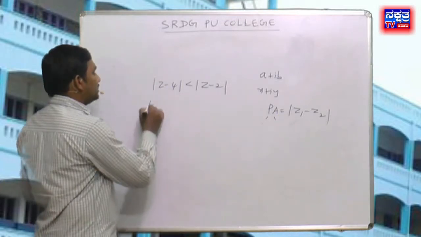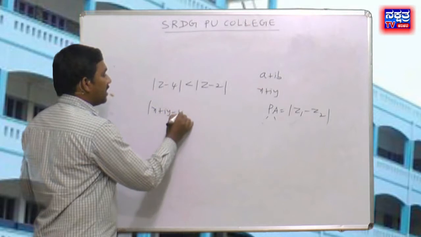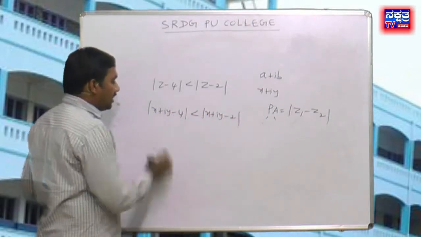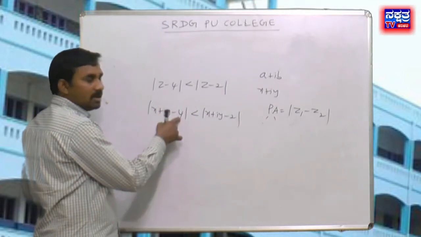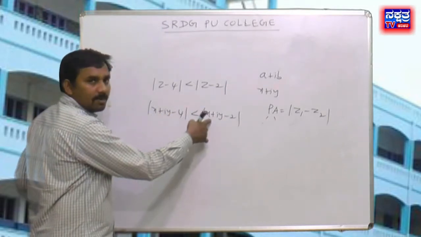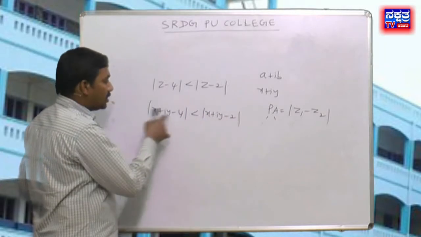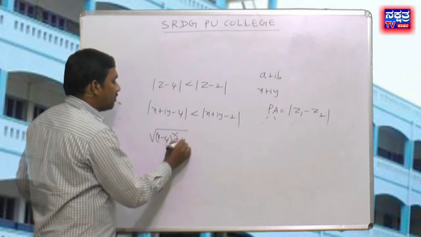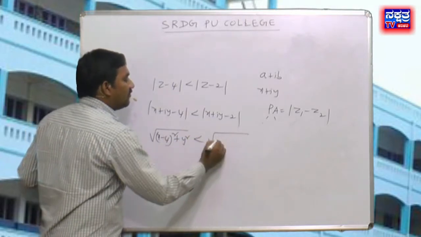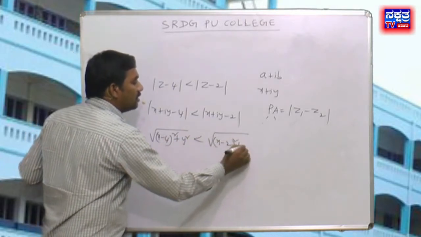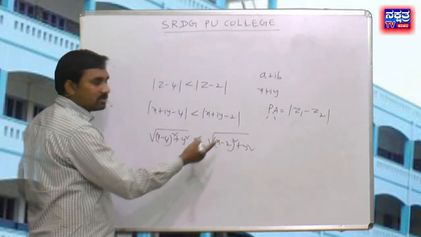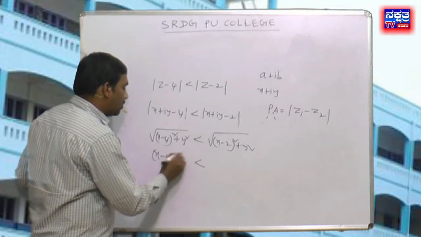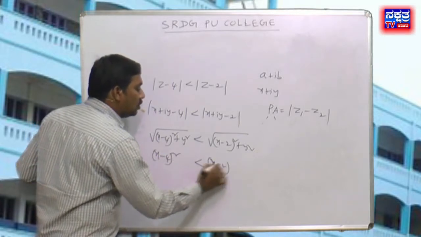So if you apply z equal to x plus iy, then here the real part is x minus 4 and the imaginary part is y, and here the real part is x minus 2 and the imaginary part is y. The modulus is the root of (x minus 4) whole square plus y square, less than the root of (x minus 2) whole square plus y square. If you square both sides, the inequality does not change. You will get (x minus 4) whole square less than (x minus 2) whole square.